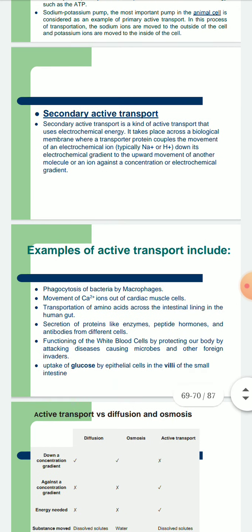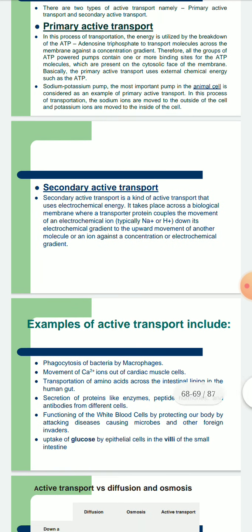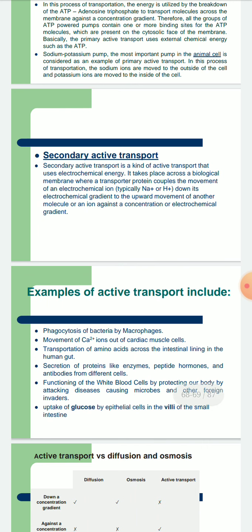Secondary active transport. Secondary active transport is a kind of active transport that uses electrochemical energy, unlike primary active transport, which uses the energy produced by the breakdown of ATP, that is adenosine triphosphate. In this, it uses the electrochemical energy.